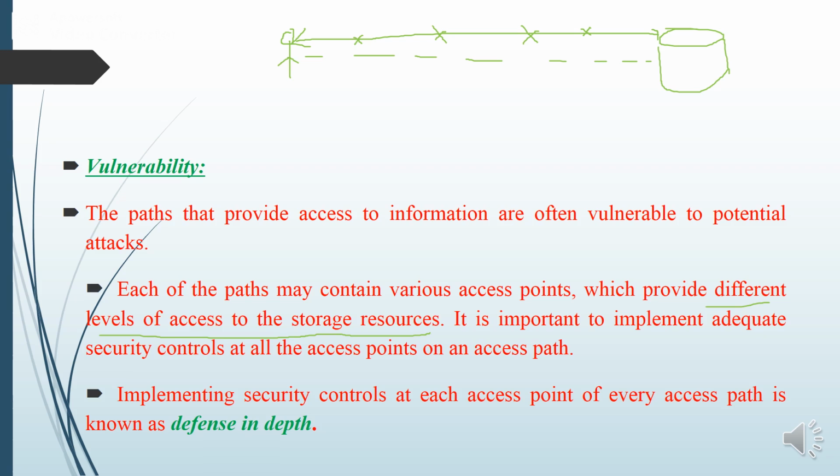It is important to implement adequate security controls at all the access points on an access path. Suppose this is one access path established between the user and the storage, with some access points including the network or switches. With respect to each access point, we have to implement security controls. Implementing the security control at each access point of every access path is known as defense in depth.